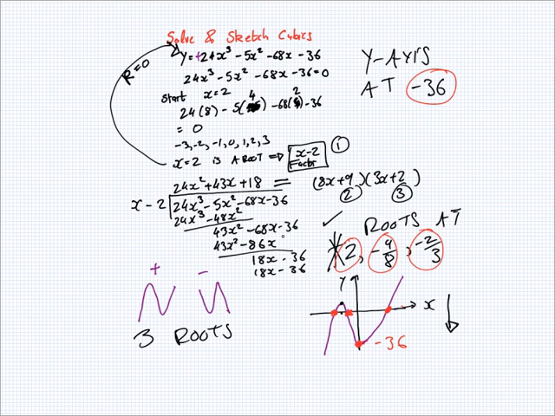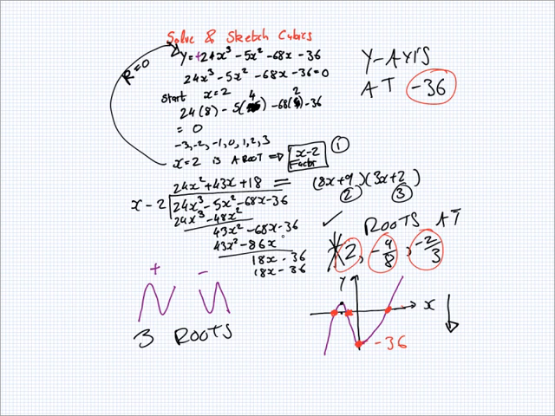What was it? 24x cubed plus 43x squared plus 18x minus 36? No, I thought you wanted the quadratic. Never mind. Oh, give me the cubic, please. Yeah, then 24x cubed minus 5x squared minus 68x minus 36. I just want to show you what it properly looks like. If I just switch it here.